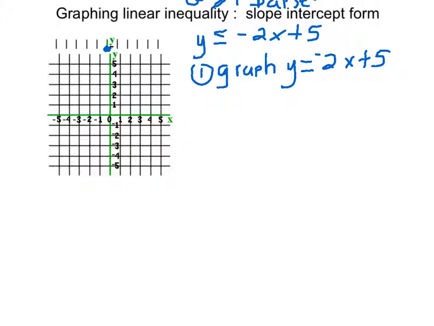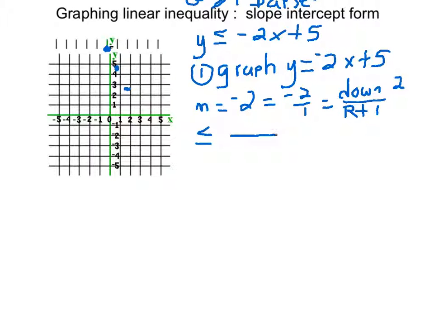We're going to go down 2 over 1, down 2 over 1. In case you're not sure where that slope came from, we can rewrite that like that, which tells us to go down 2 and to the right 1. Alright, and now I need a solid line. So I'm going to turn my iPad just a little bit. There we go, a nice solid line.